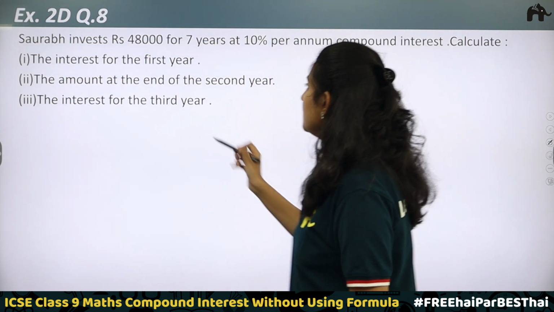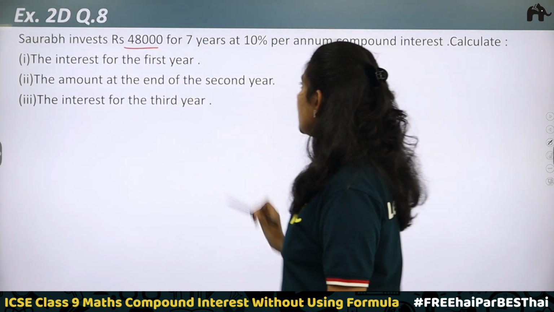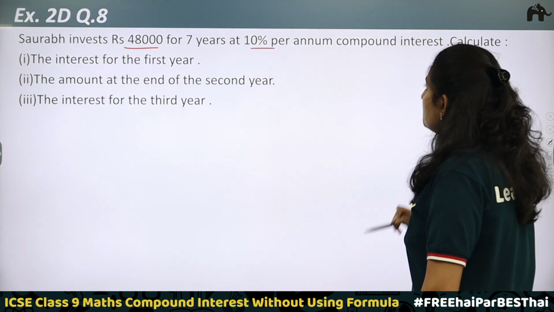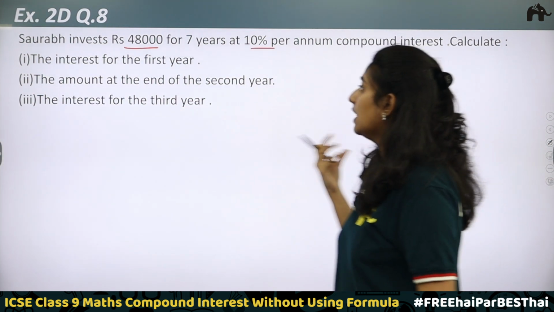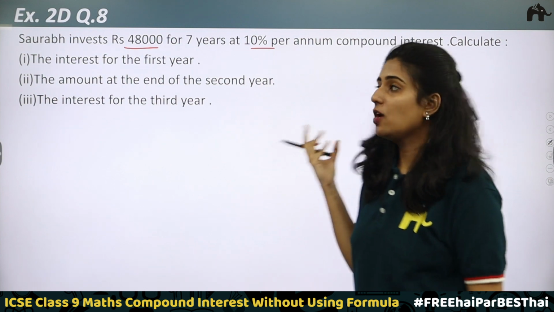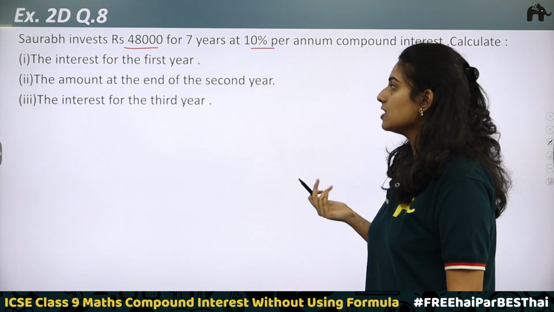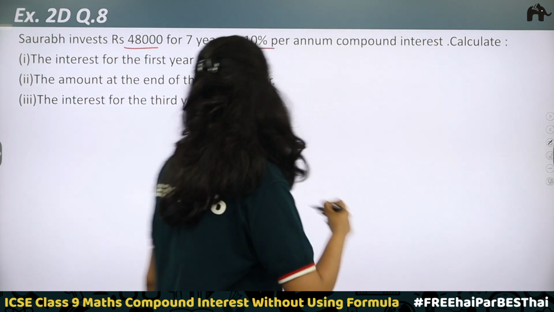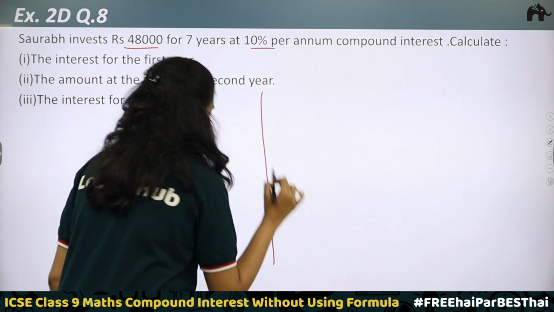Next problem, question 8 of exercise 2D. Saurabh invests rupees 48,000 for 7 years at 10% per annum compound interest. Calculate the interest for first year, the amount at the end of second year, the interest for the third year. Okay. So, similar question that we have solved before.